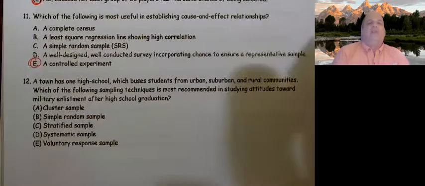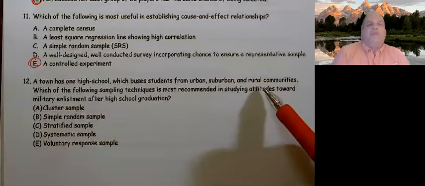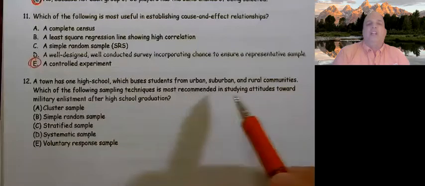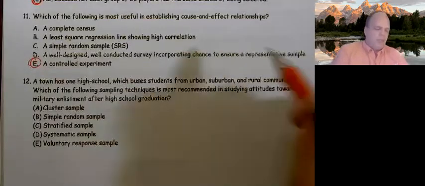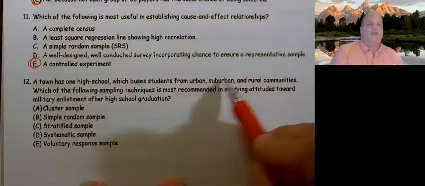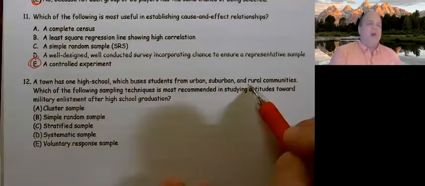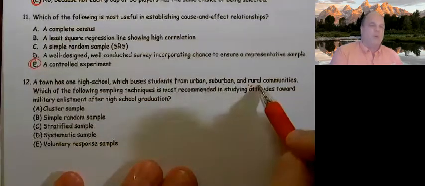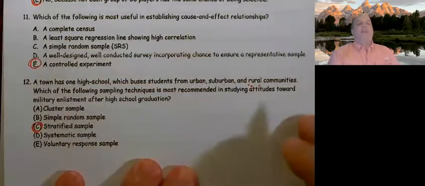The town has one high school which buses students from urban, suburban, and rural communities, so 3 different groups. Which of the following sampling techniques is the most recommended in studying the attitudes towards military enlistment after high school graduation? It is quite possible that there's a difference between each group. Consequently, we need to make sure each group is represented, and the way to do that is to survey some from the urban, some from the suburban, and some from the rural. This makes for a stratified sample, or letter C. Moving on to number 13.